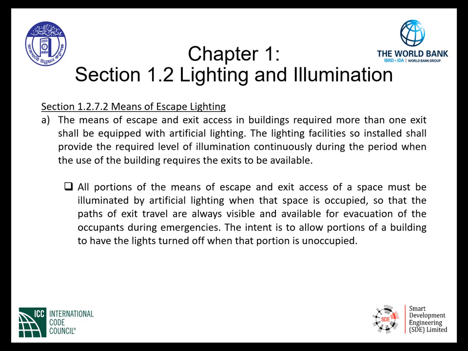All portions of the means of escape and exit access of a space must be illuminated by artificial lighting when that space is occupied, so that the paths of exit travel are always visible and available for evacuation of the occupants during emergencies. The intent is to allow portions of a building to have the lights turned off when that portion is unoccupied.